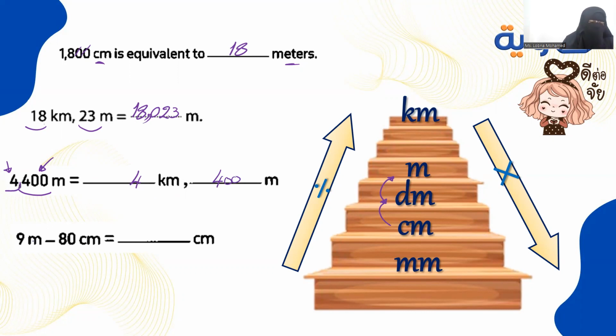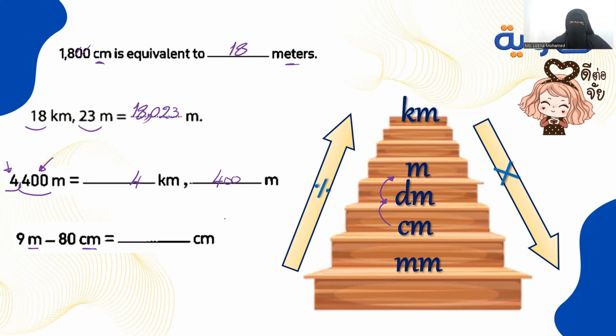Now let's see the last question in this slide. 9 meter minus 80 centimeter equals how many centimeter? You have to ask yourself, can they play together or not? I think they can't play together. Why? Because they have different units. So what can I do to make them play together? You have to change one unit to be like the other one. But which one of them?